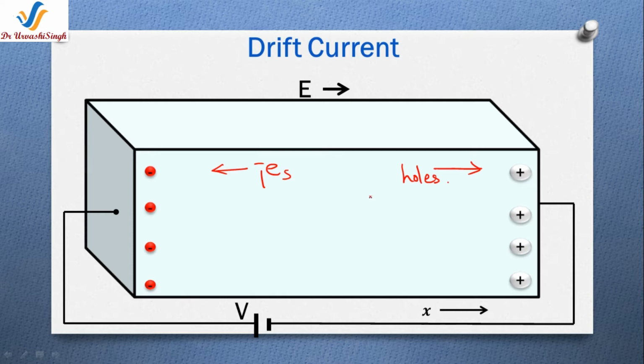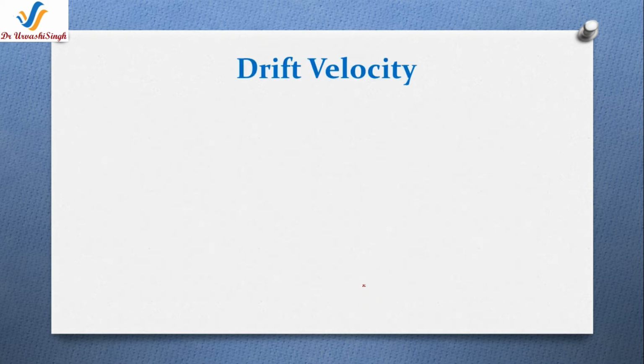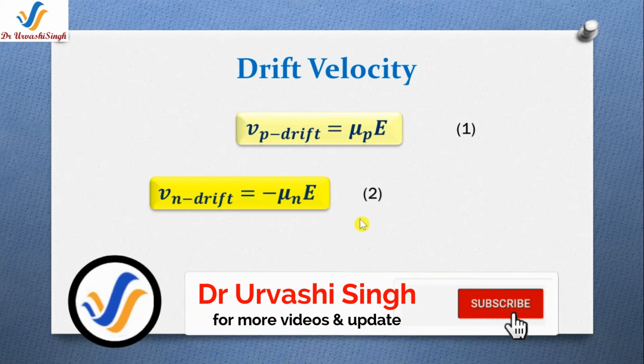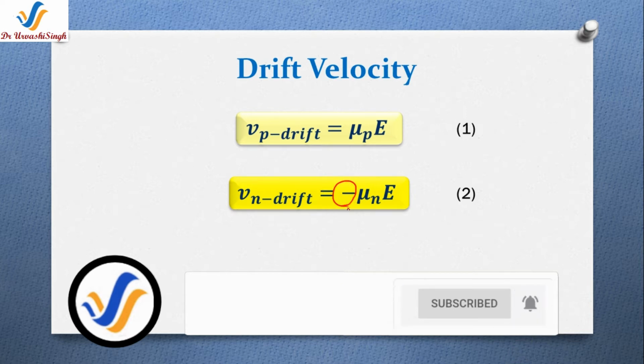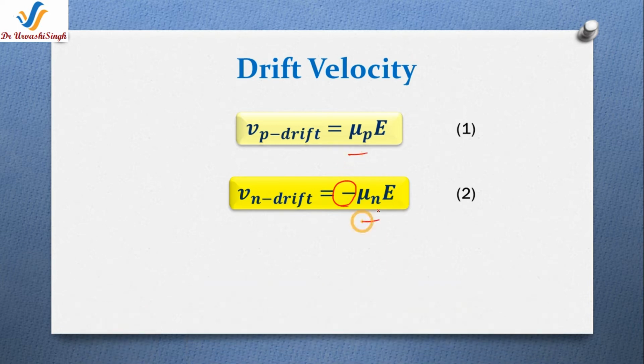And this current is called drift current. And these charge carriers acquire a velocity which is called drift velocity. And this drift velocity is proportional to the electrical field. And the value is given by, for the holes it is mu p E, and for electrons it is negative mu n E. Why negative? Because electrons are moving in the opposite direction of the electrical field. And these mu p and mu n are the mobilities of the charge carriers.